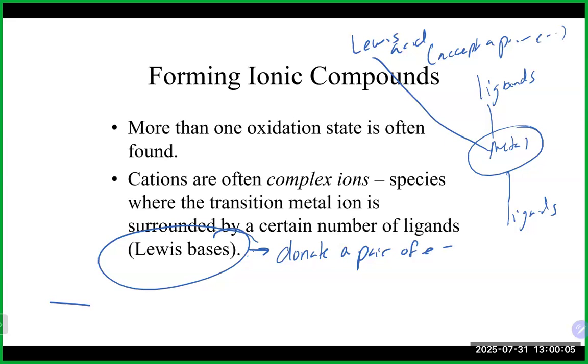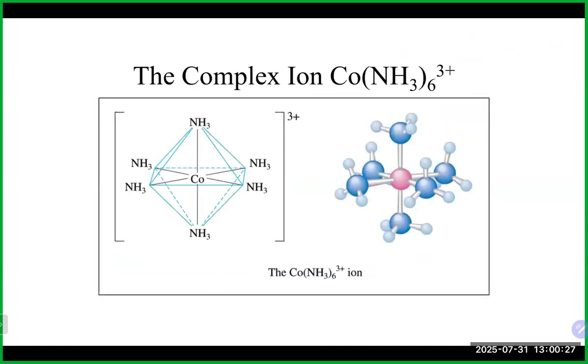A lot of ligands, which are Lewis bases, will donate a pair of electrons. Those are things that are sometimes negatively charged because they have gained electrons, so they have electrons to give. And polar molecules that typically have non-bonding electrons on the central atom are good Lewis bases. And that's what we see in this picture.